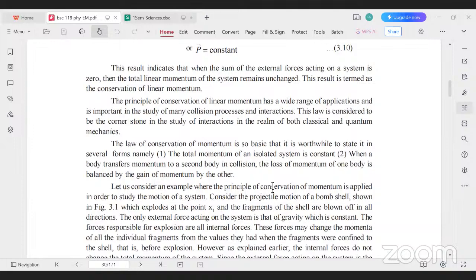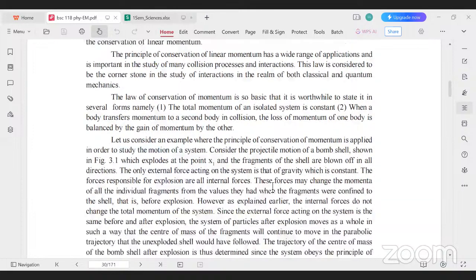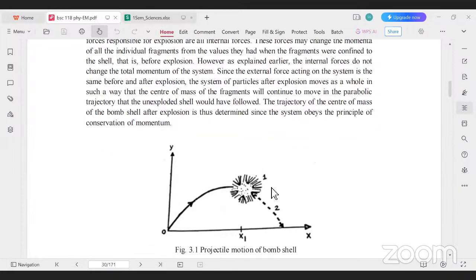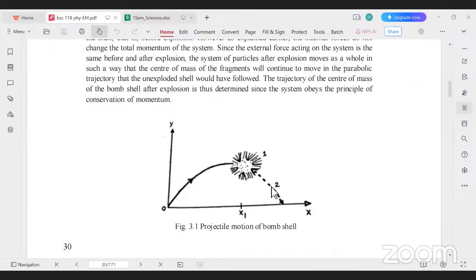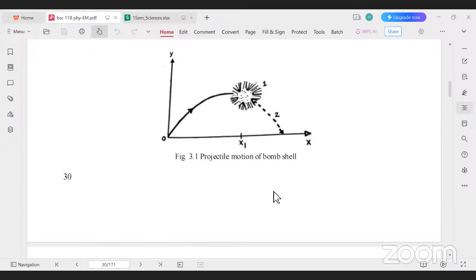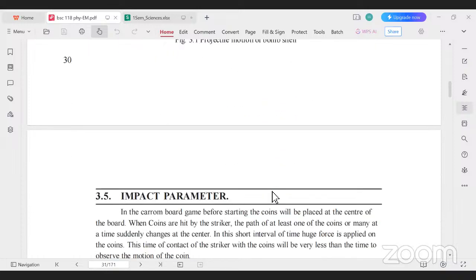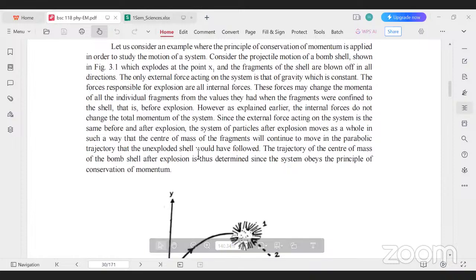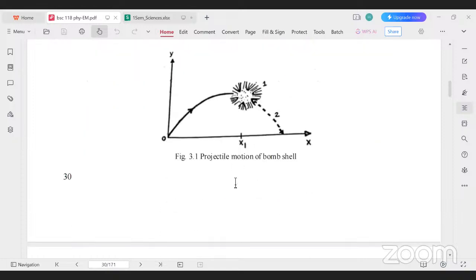Okay, clear. Then let us move a little further, to how this collision takes place and how the conservation of momentum takes place. So here you can see the projectile motion of a bombshell. How it flows somewhere and it bursts somewhere, right? So this is a projectile motion of a bombshell they have given. So the next topic will be the impact parameters. You just please go through this. See, if I read line by line without explaining, it takes completely more than 2 to 3 hours. So just go through it.